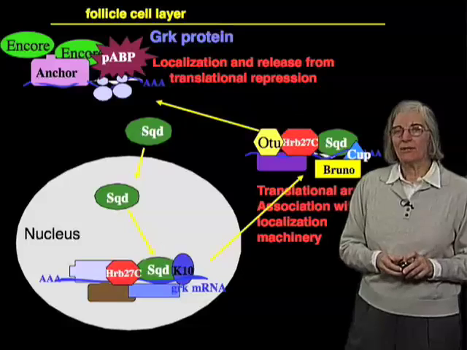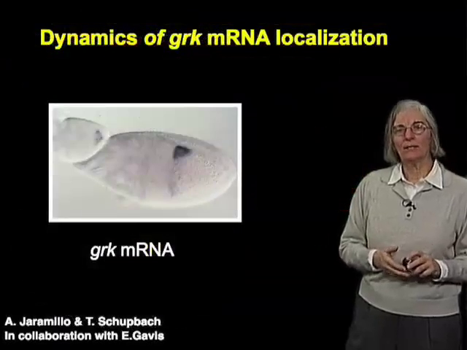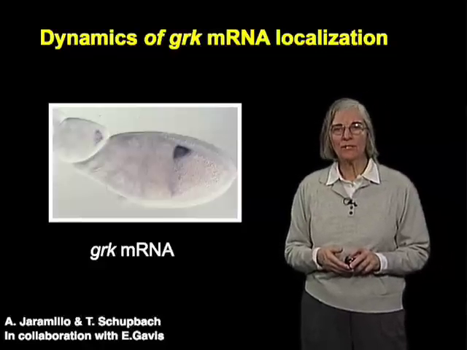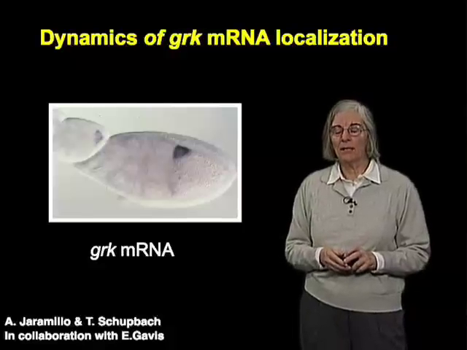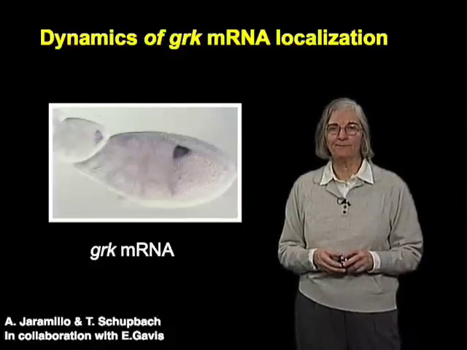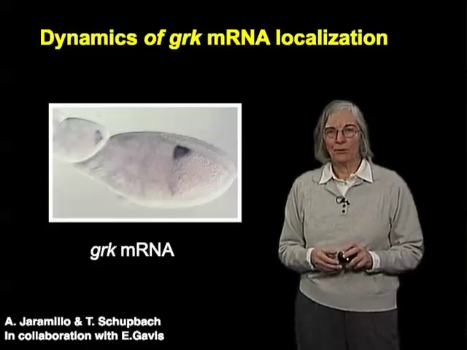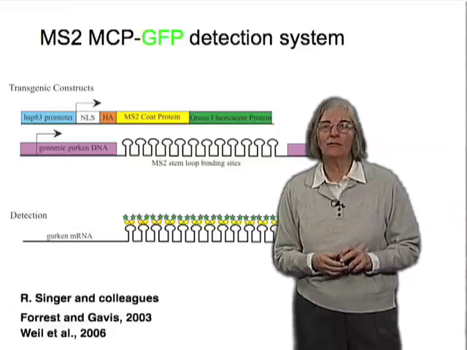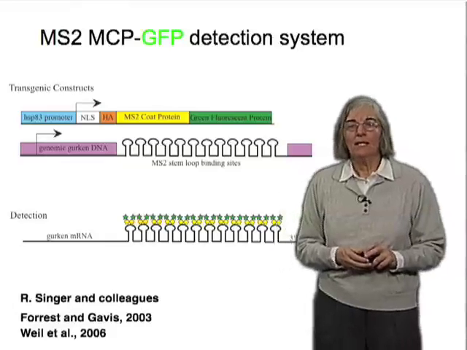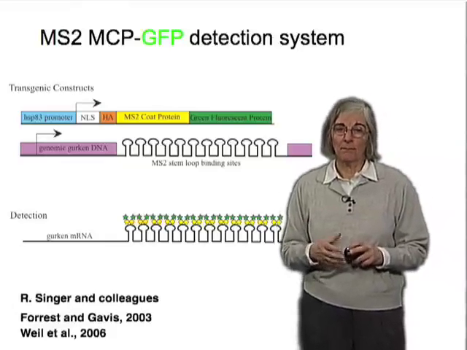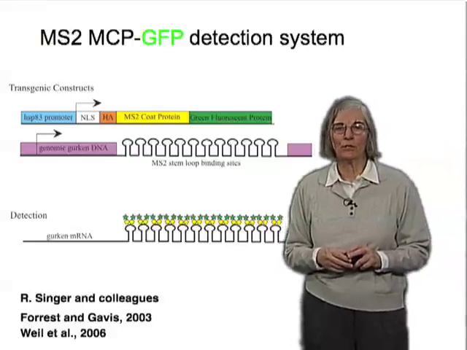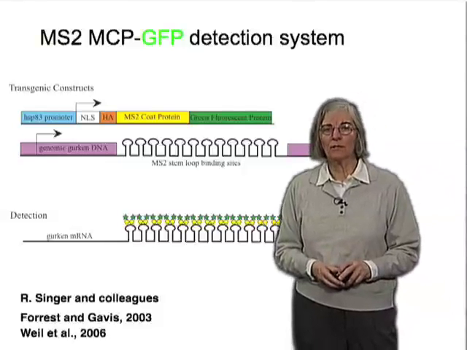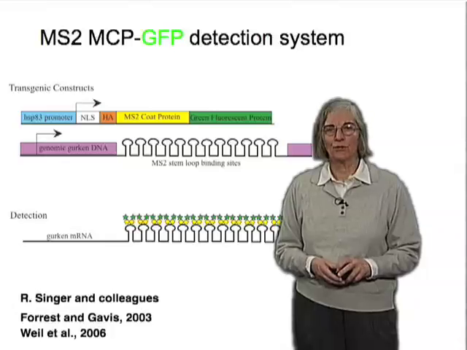As a first step in this direction, we have started a collaboration with my colleague Elizabeth Gavis in our department at Princeton University to visualize the Gurken RNA localization process live. The method that we're using here is to try and label the Gurken RNA so that we can see it live in the microscope. The methodology for such messenger RNA labeling was initially worked out by Rob Singer and his colleagues in yeast, and then has been adapted for Drosophila by Liz Gavis and her students.